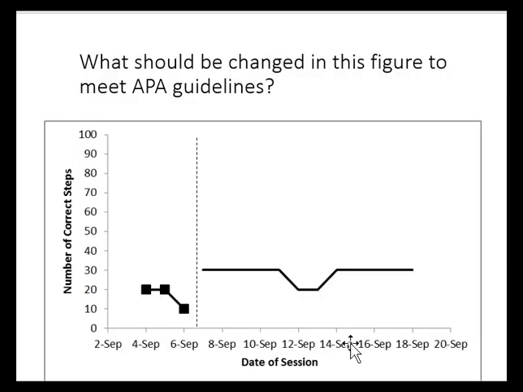Finally, take a look at this graph. What should be changed in this figure to meet APA guidelines? Name the first 3 things that you notice right away that you would change if you were going to make this graph conform to APA style guidelines.